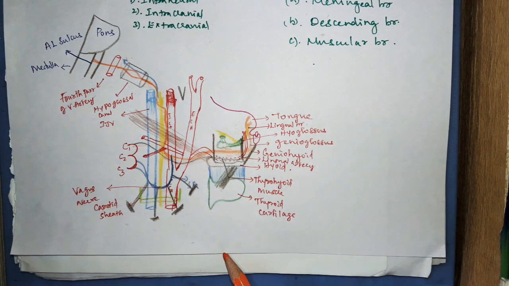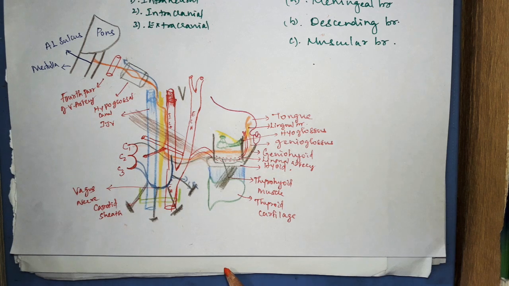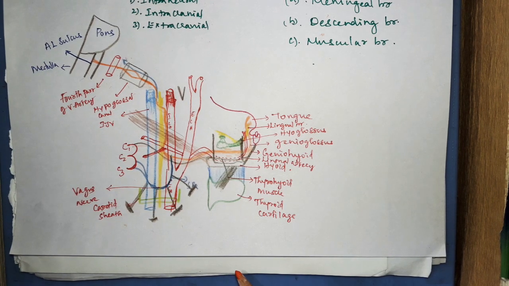Then the next one is the applied anatomy. Hypoglossal nerve palsy results in ipsilateral paralysis of one half of the tongue, and this can be tested by asking the patient to protrude the tongue. The tip of the tongue deviates to the paralyzed side. This is due to the unopposed action of the genioglossus muscle. Thank you.